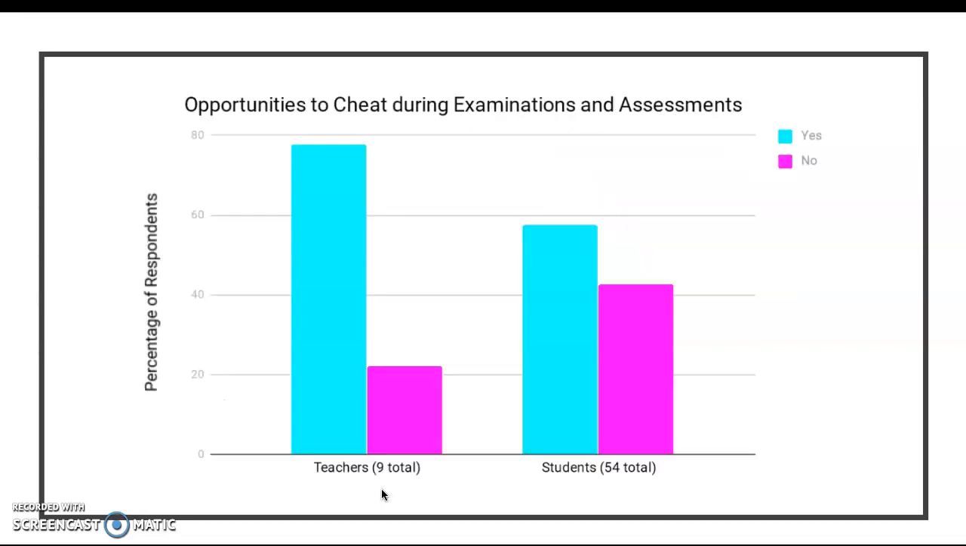So when we look at the opportunities to cheat during examinations and assessments, though I had a low number of teachers, it is pretty obvious here that almost 80% of those 9 teachers feel that there are opportunities to cheat during examinations and assessments, including classwork. Out of the 54 students that took this survey, almost 60% of those students also owned up to the fact that they have cheated or know that there's an opportunity to cheat during examinations and assessments.